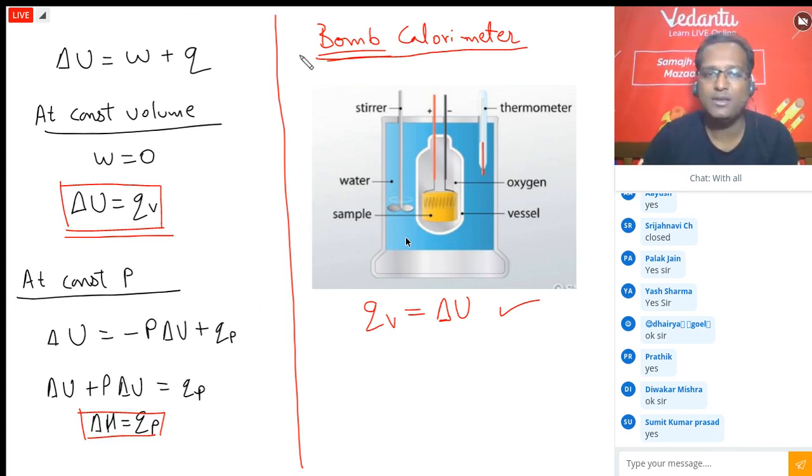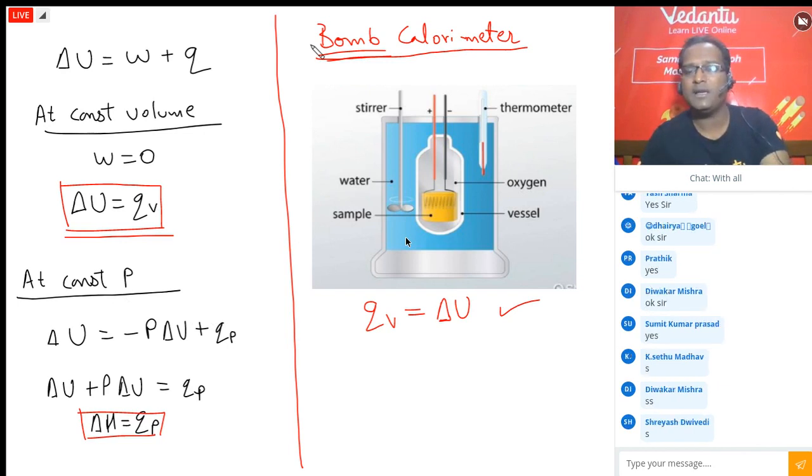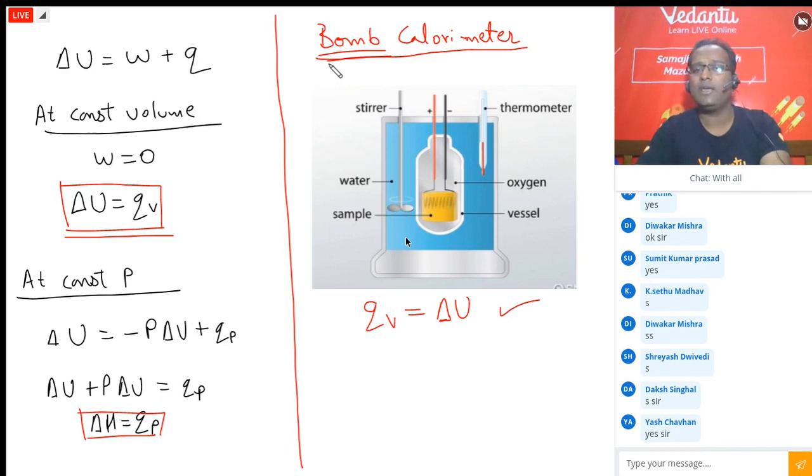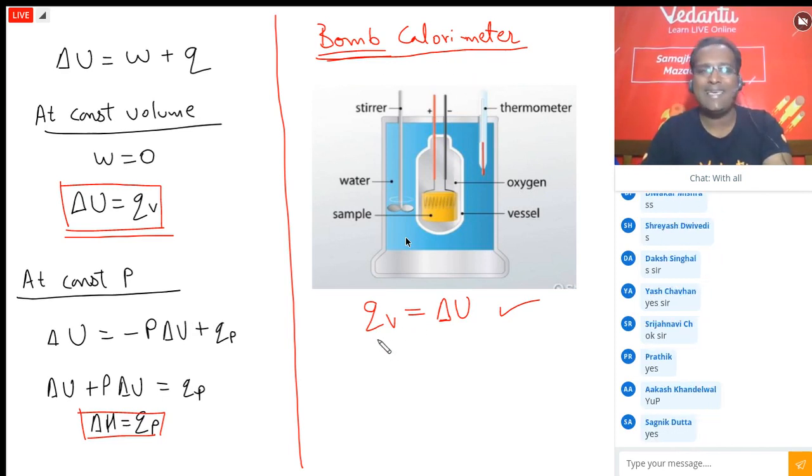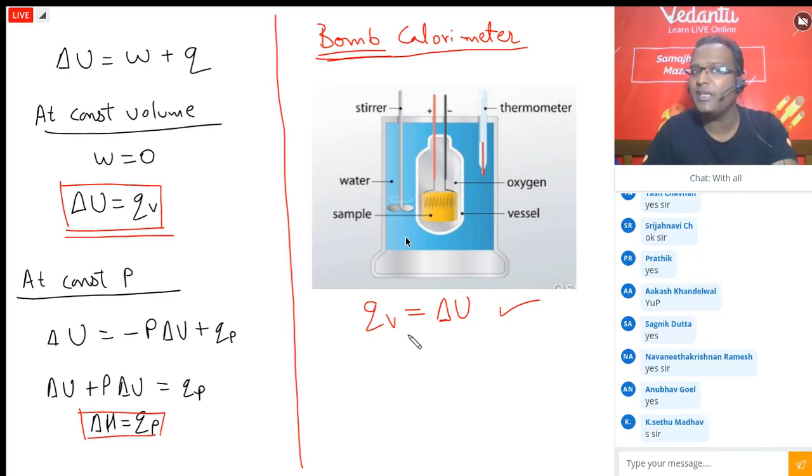Can I take this on the next slide? I'll need more space to write. Janvi, I'm answering your doubt in just a second. Here, it is clear that a bomb calorimeter means a constant volume system. So if a question says heat liberated during a reaction in a bomb calorimeter is 200 kilojoules, is he giving you delta H or delta U?